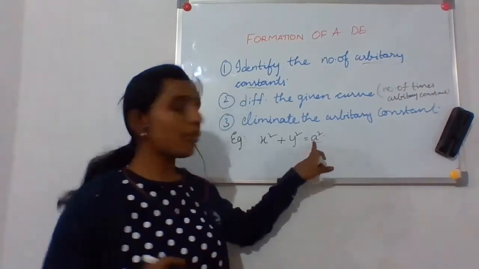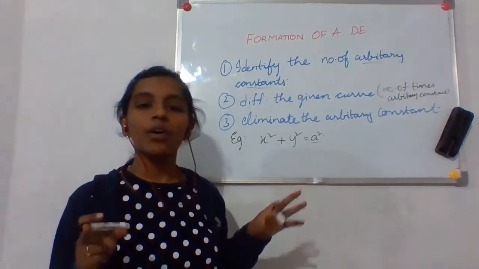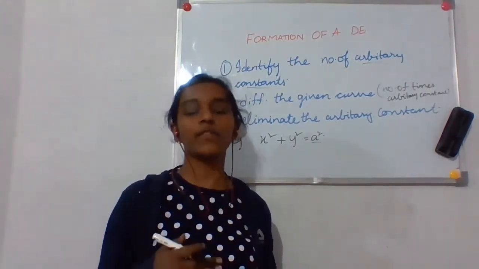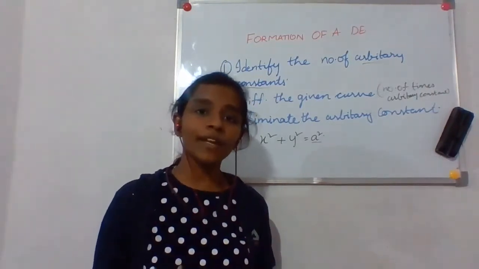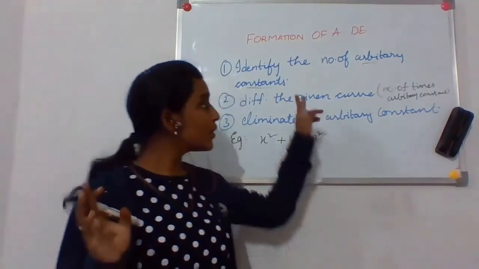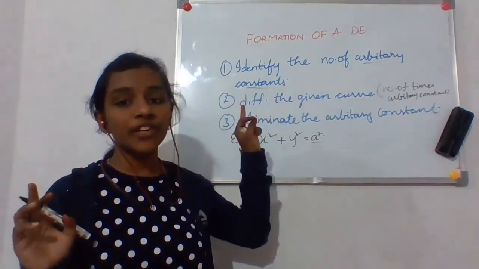Understand? Here we have only one arbitrary constant. So you differentiate this equation only once. If I have two arbitrary constants, I'll differentiate it twice. If I have three arbitrary constants, I'll differentiate it thrice. Understand? So that is what you will do in the second step. You have to differentiate the curve.